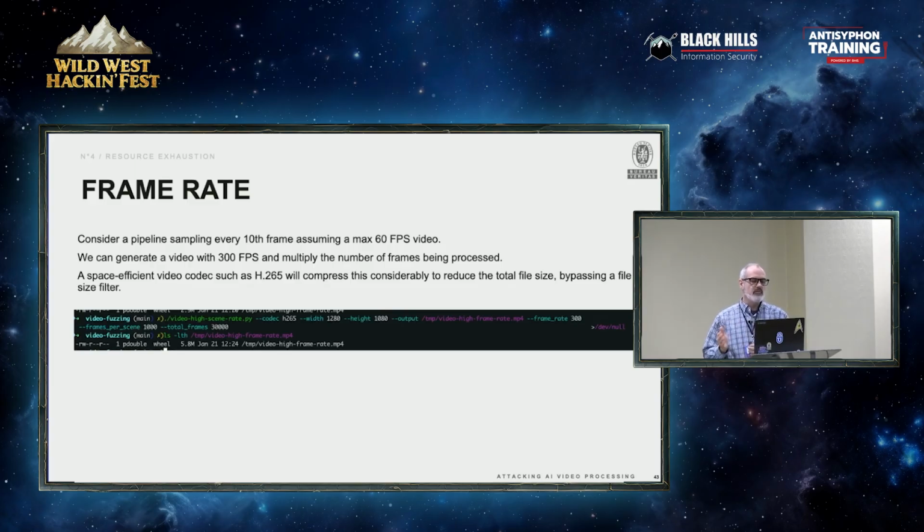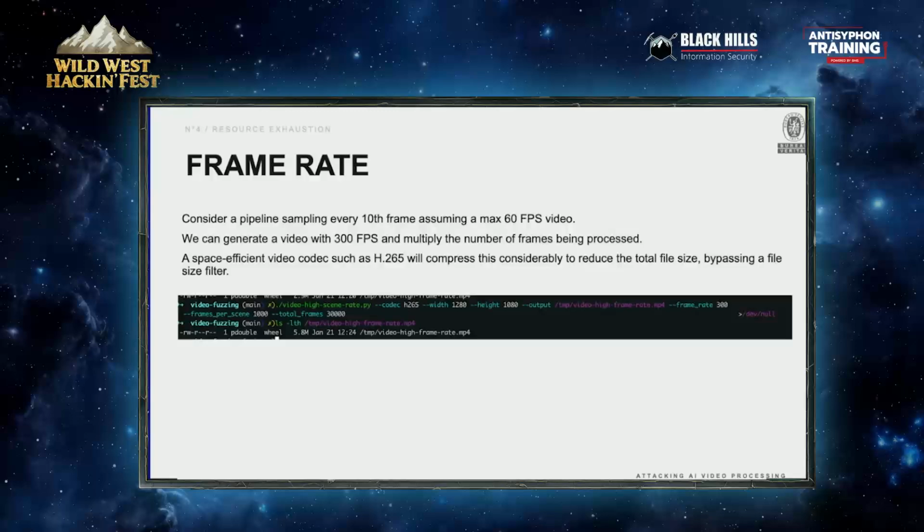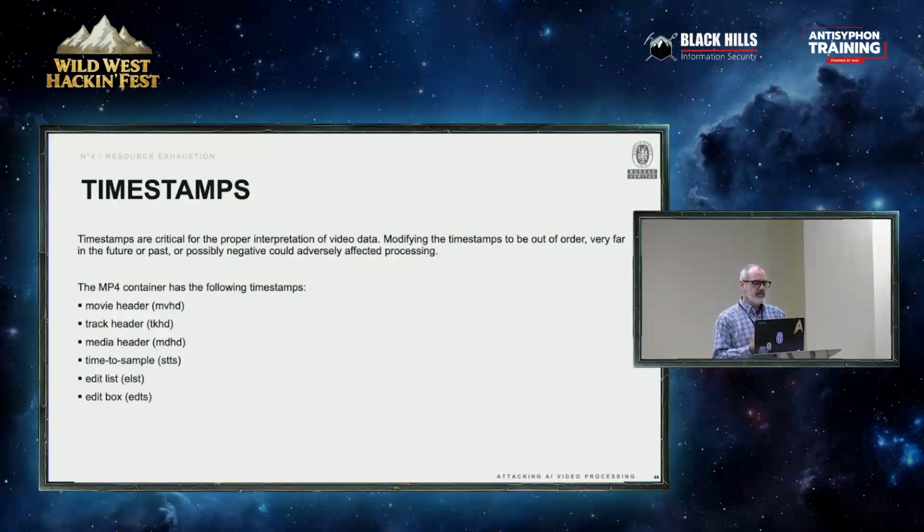Even though it's 300 frames, the 265 is really good at compressing these down. Because we have these static images, it's really going to compress it down. So at 300 frames per second, looking at the video file, it's still only going to be a handful of megabytes. Timestamps are another interesting thing.